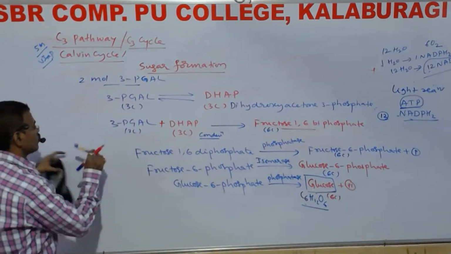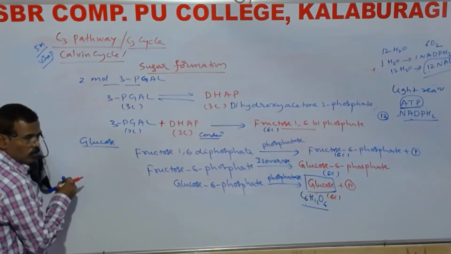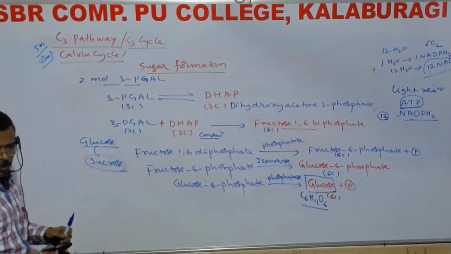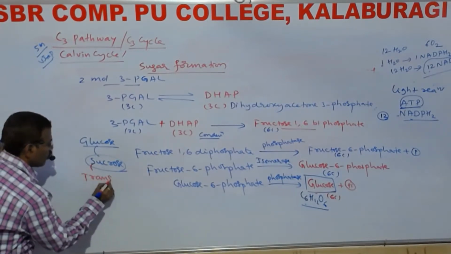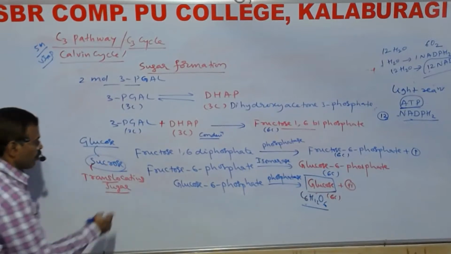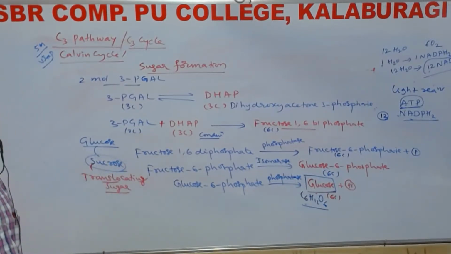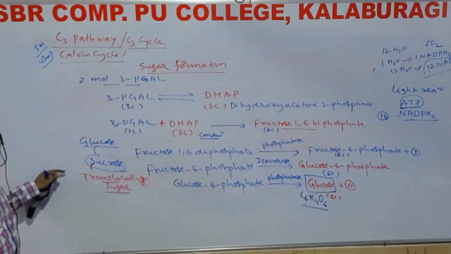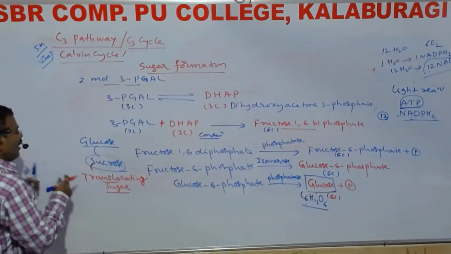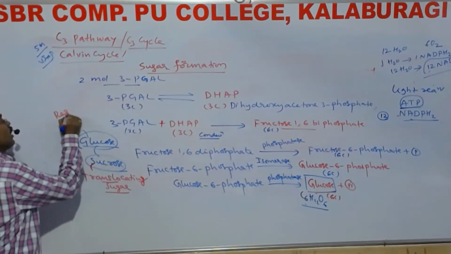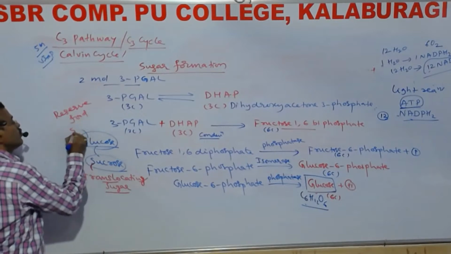Suppose if excess glucose is there, that can be converted into sucrose. Sucrose is a translocating sugar. It is transported from green parts of the plant to non-green parts of the plant. Sucrose is table sugar, what we use daily. If excess glucose is there, it can be stored as a reserve food material. Which is the reserve food material in plants? Starch.